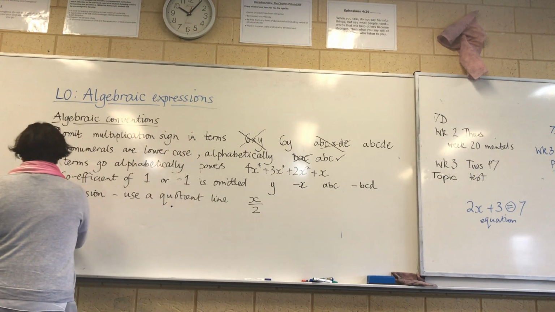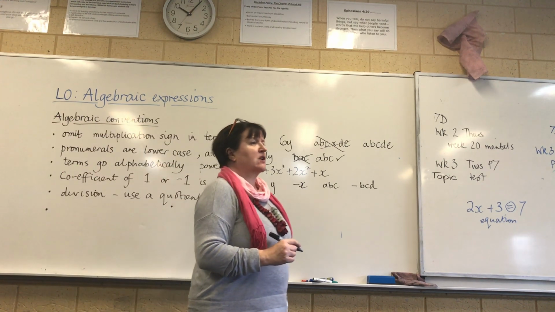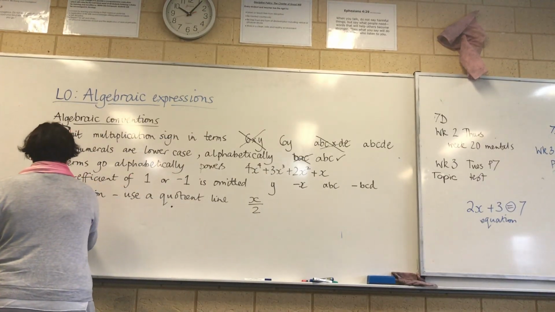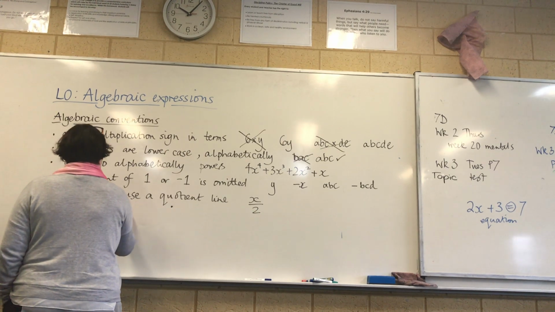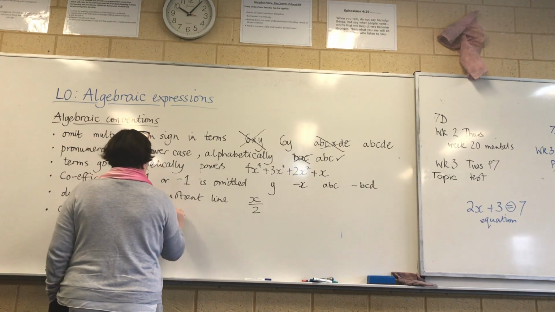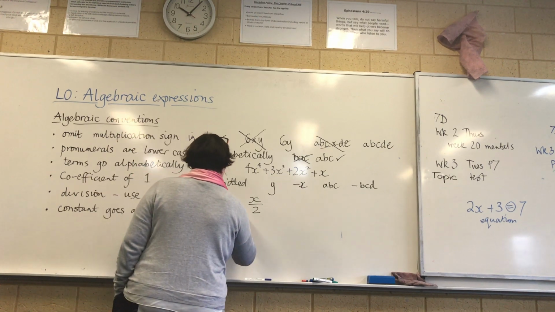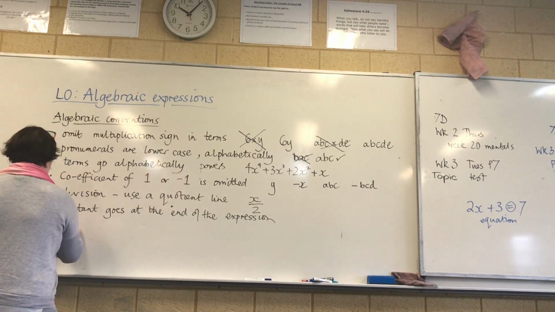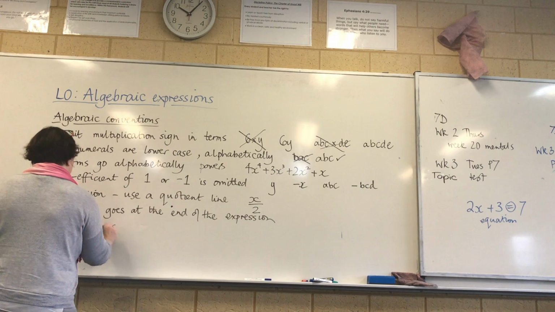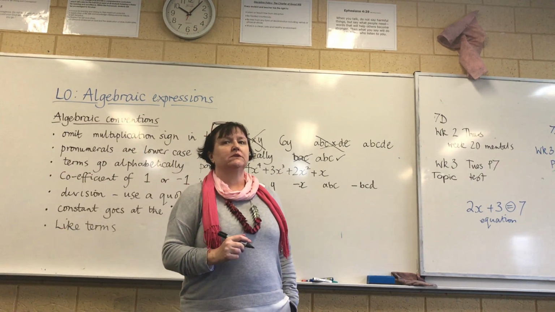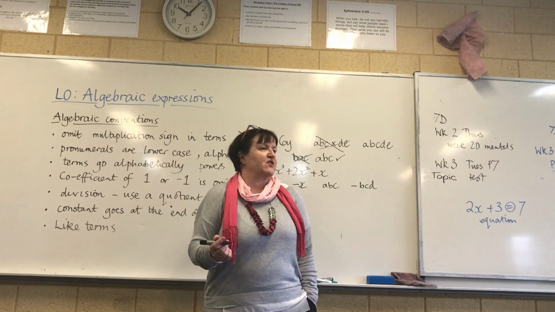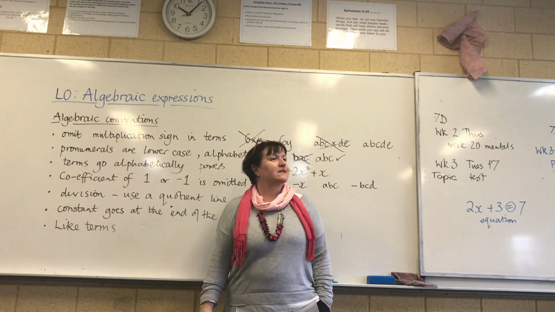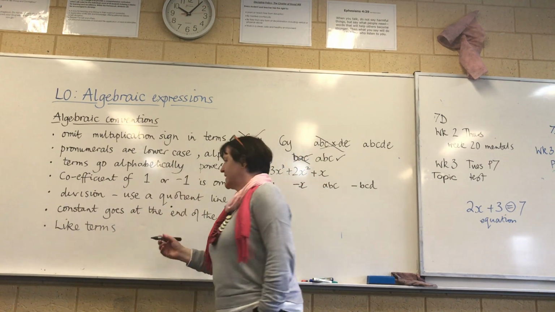And then what about the constant? Where does the constant tend to go in the expression? At the end, that's right. So the constant goes at the end. And also, if you have got like terms in the expression, well, if you've got 2x plus 3x plus 7x, what do you do? Simplify, that's right, you simplify.